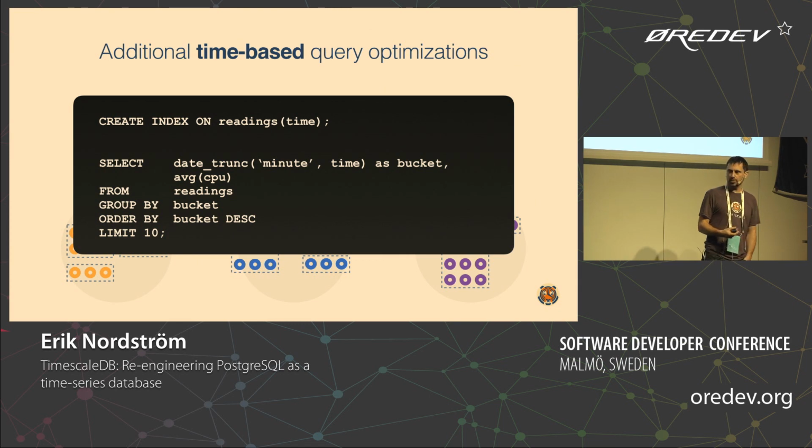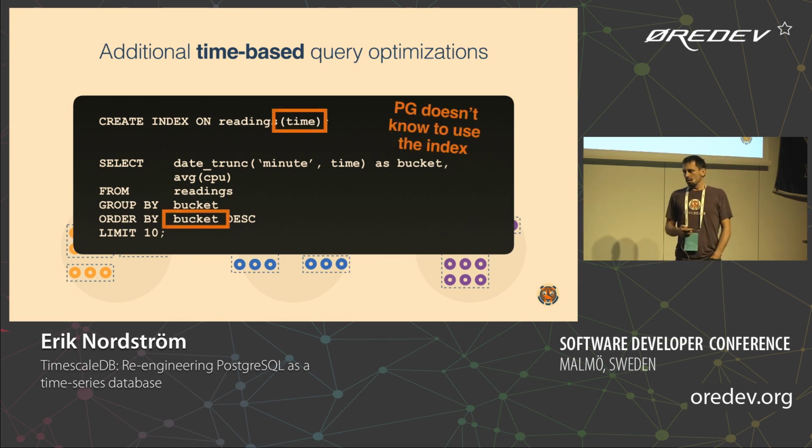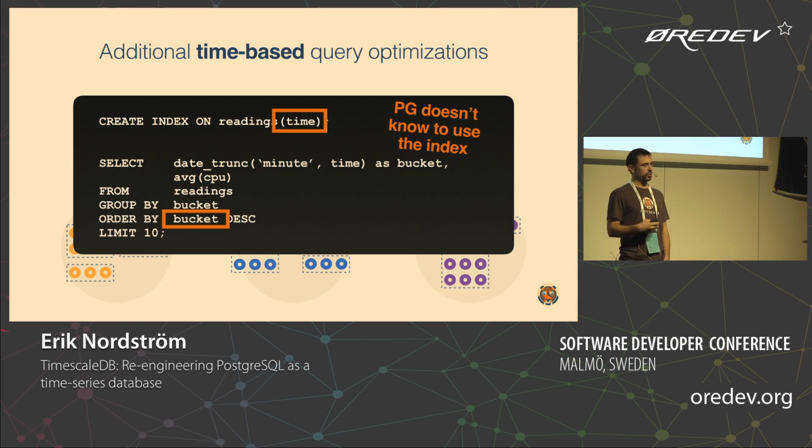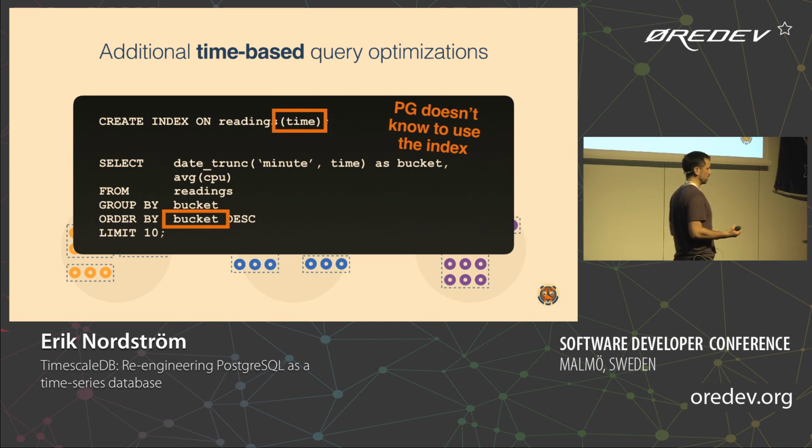But here's a problem, because you want to query in the time dimension, but you're doing an expression on time with this date_trunc function where you're doing the bucketing. Postgres can't map that to an index on time, so it can't use that index. Again, it turns into a full scan and then a sort of this data.